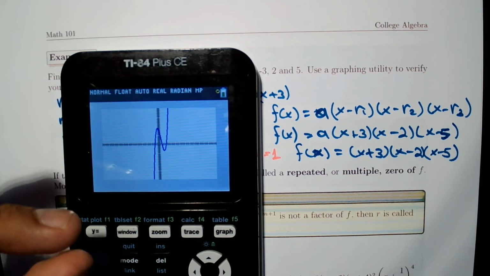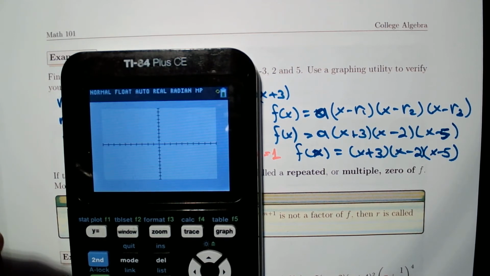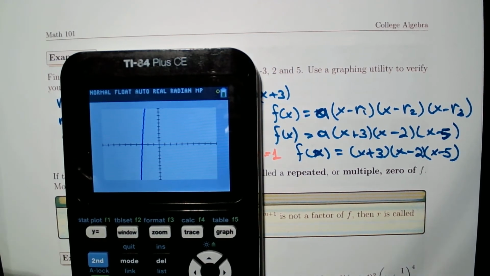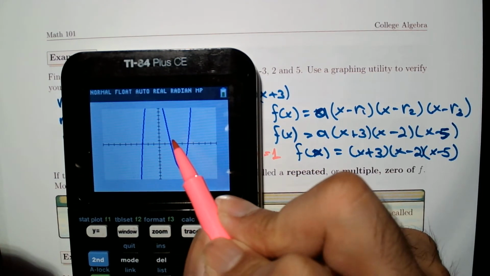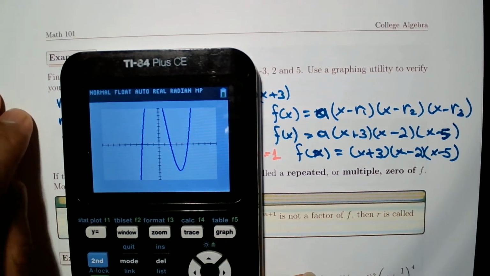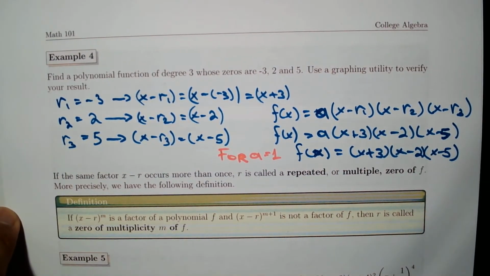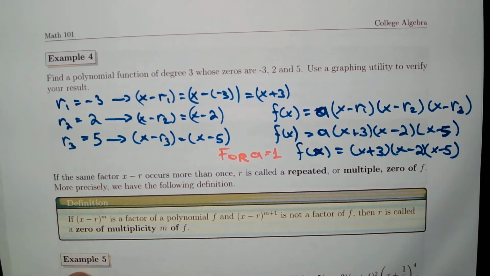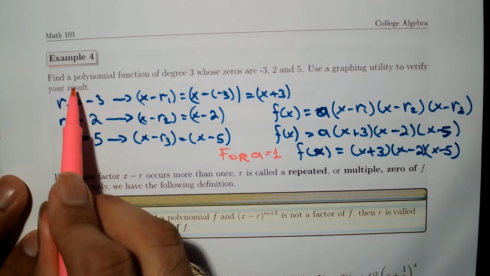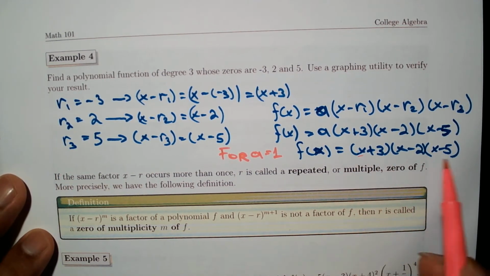It got shrunk vertically. See? Zooms. Standard. I'm going to do the original zoom, and then look at the position of the x-intercepts. They are still the same regardless of the value of a. So when it comes to coming up with a function like this, a is not going to matter when it comes to the x-intercepts. Now they're asking us for a polynomial function, which means we need to expand this.